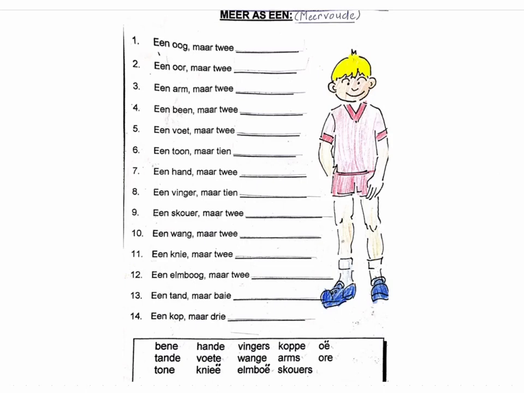So I'd like you to just repeat these words after me. These are the plural words. These are 1 and 2. Een oog, maar 2 oë. Can you just repeat after me? Bene, tande is teeth, tone, hande, voete, knieë, vingers, wange, elleboë, koppe, arms, skouers, oë en ore.